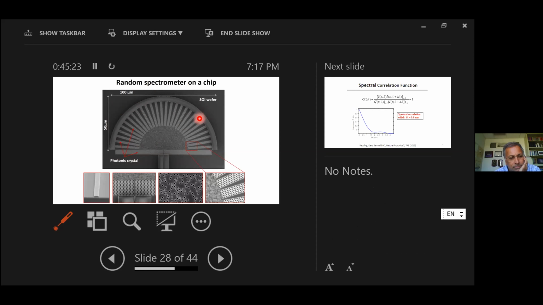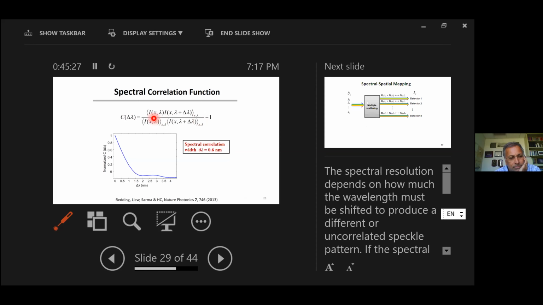So what determines the resolution? The resolution is determined by, if we have this intensity distribution over this detector array, how much wavelength shift will cause this distribution to be different. This can be described by the spectral correlation function, to correlate the intensity distribution at two different wavelengths. With increasing wavelength spacing, this correlation will go down eventually because they are no longer correlated, and this width gives us basically an estimation of the spectral resolution. That also tells us how much we have to change the wavelength before we get a different intensity distribution, or speckle pattern, to really recover different wavelengths. So here in this case we have about 0.6 nanometer.